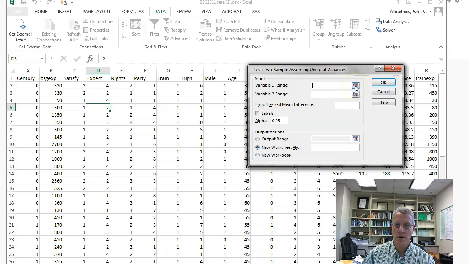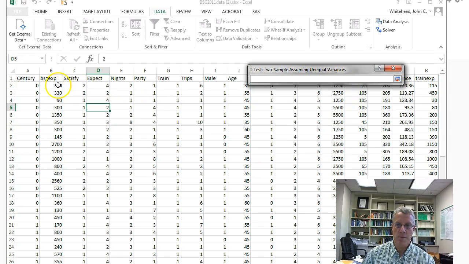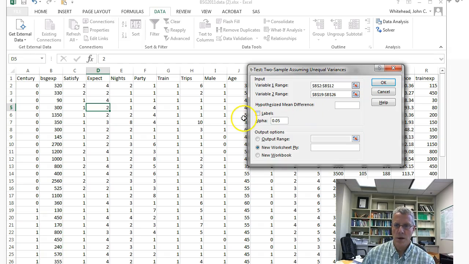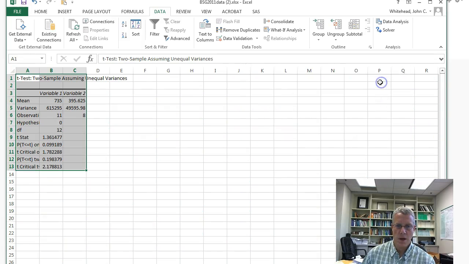Okay, and we've done this before. So the variable 1 range, this time I'm not going to click on the label because I just want numbers in here. Let's make these smaller samples. I'll grab the first 10 people who rode the 50-mile route, and then the variable 2 range, I'm grabbing, I think that's 8 people who rode the 100-mile route. Okay, there's no labels. Click OK, and here's the results I get.